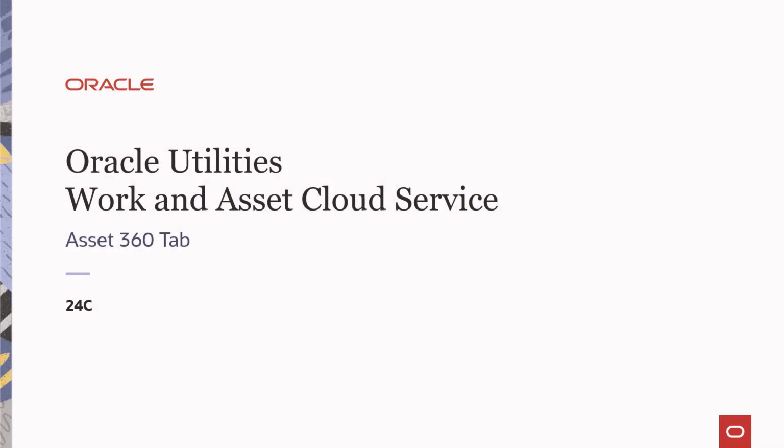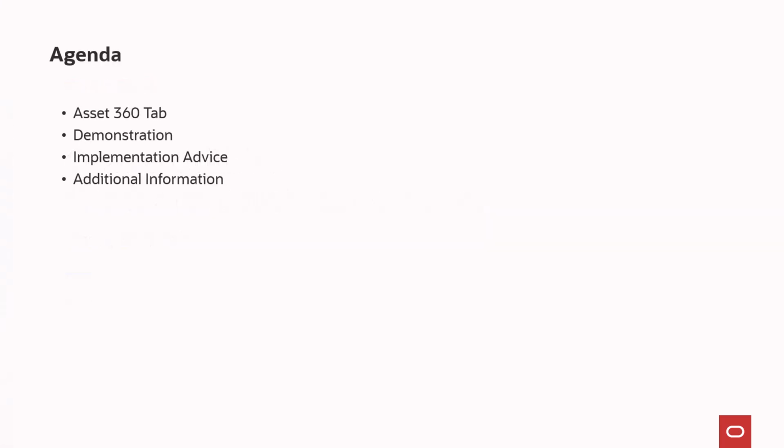Welcome to this session that discusses the Asset 360 tab, which is available in 24C in the Oracle Utilities Work and Asset Cloud Service. In this session, we'll talk about this new feature and how it can impact your business. I'll give you an overview of the Asset 360 tab, followed by more detail explaining how you would use it and the benefits to your business. Then we'll walk you through a demonstration. Finally, we'll explain what you need to consider when implementing this product in your business and provide you with some additional resources.